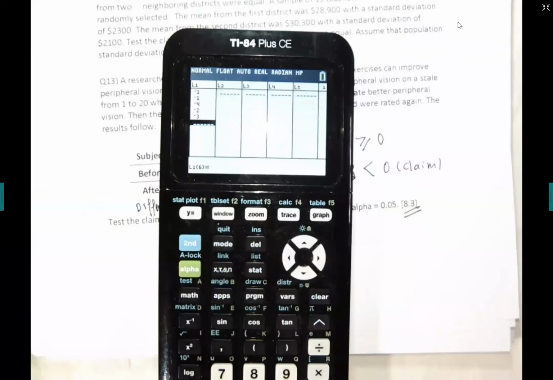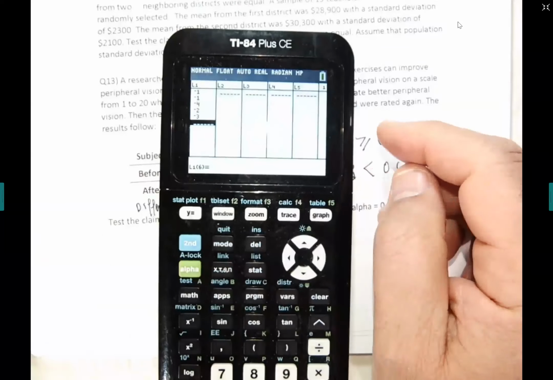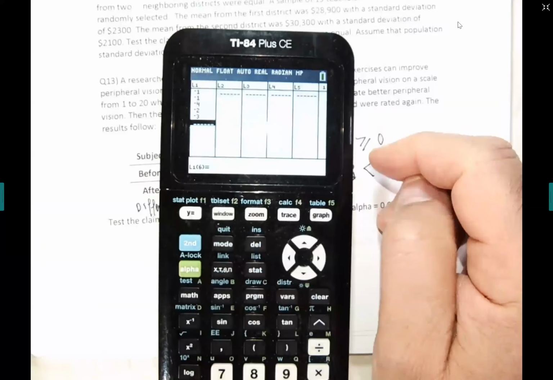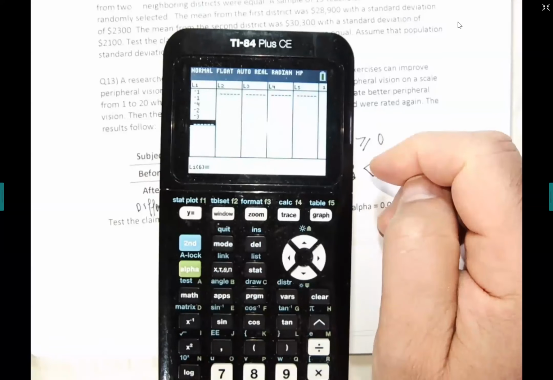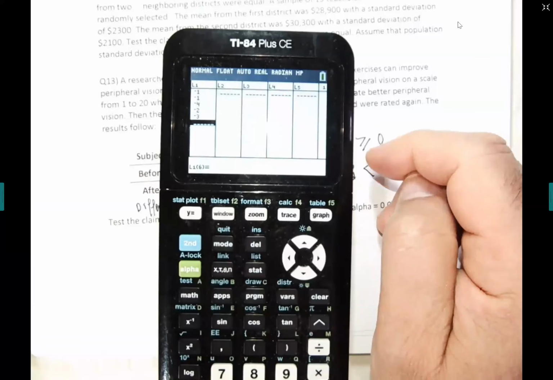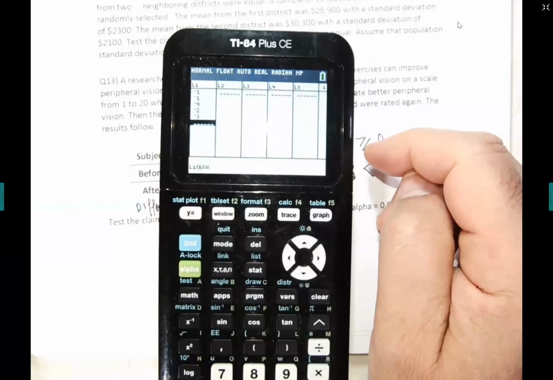Now, some students asked me the other time, the system does not tell us to find the test statistic as the next step after we put the null. It asks us to find D-bar. And then it asks us to find the standard deviation. Well, here's how you do it.